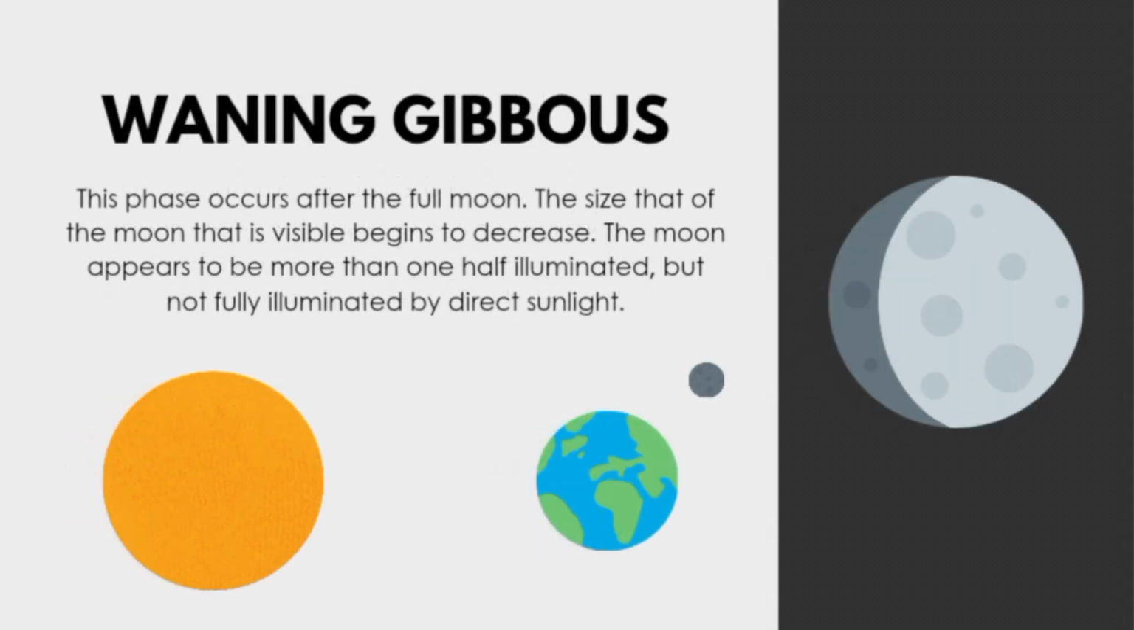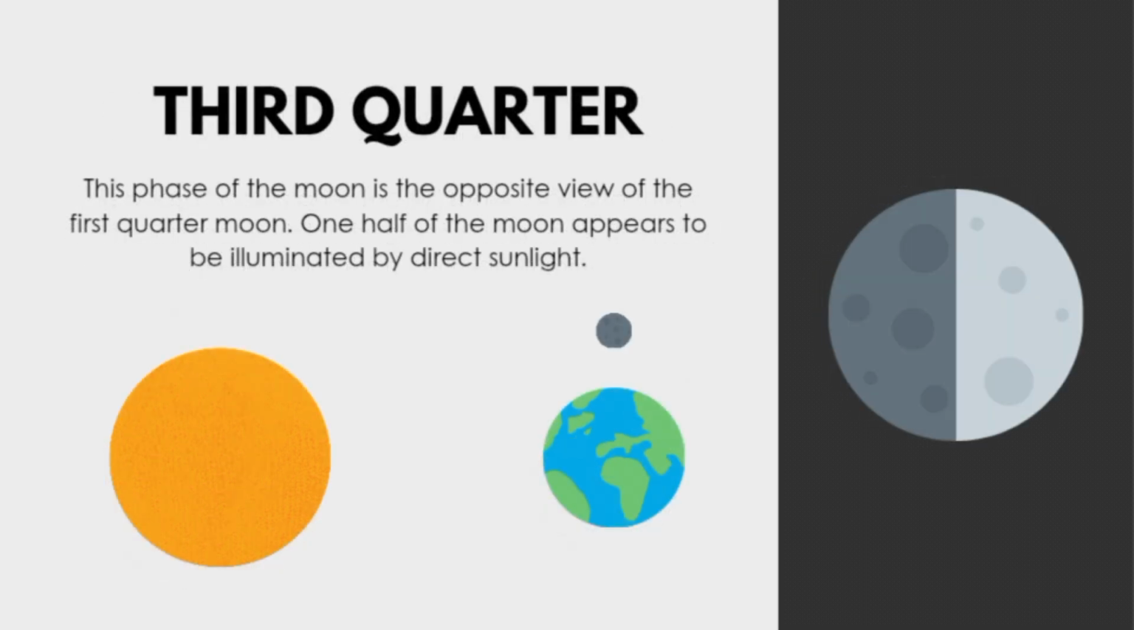We go to the waning gibbous. This phase occurs after the full moon. The size of the moon that is visible begins to decrease. The moon appears to be more than one half illuminated, but not fully illuminated by direct sunlight. Next, the third quarter begins. This phase of the moon is the opposite view of the first quarter moon. One half of the moon appears to be illuminated by direct sunlight.